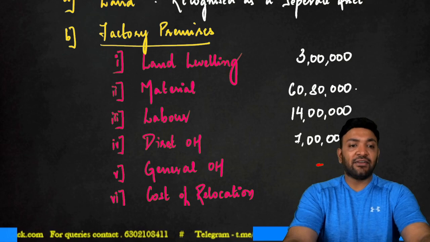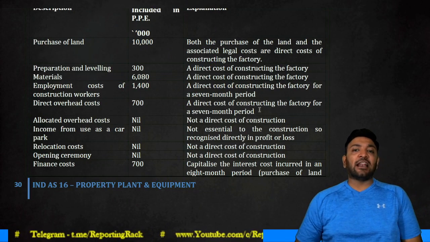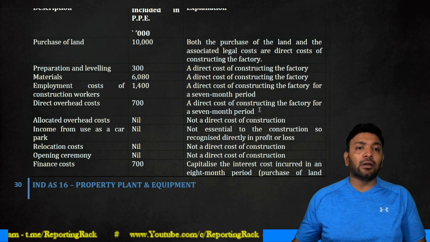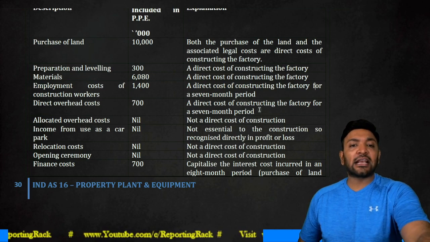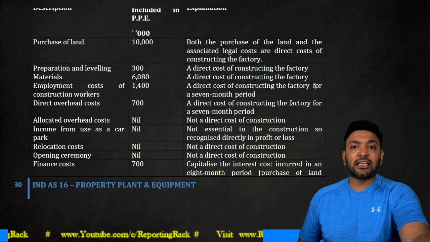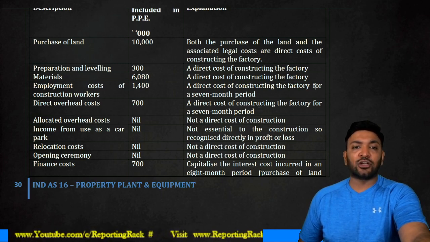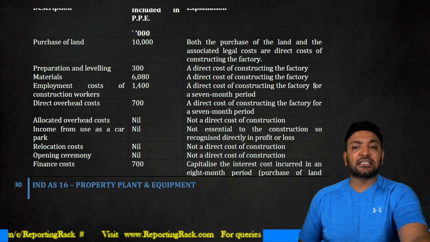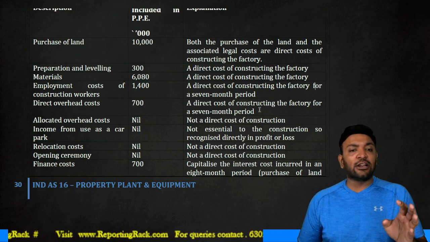Let's look at the answer, guys, given in the question. Look at it. Purchase price of land, you have to treat it as a separate asset. Your cost of leveling, 300. Guys, he's giving it in 1000, so it should be 3 lakhs. 3 lakh is your first answer. Absolutely correct. Check your answers, what you've written. 6080 in 1000 is 60 lakh 80,000, which is absolutely right. 1400 is nothing but 14 lakhs, correct, for labor. Direct overhead 700, which is nothing but 7 lakhs, absolutely correct. Overheads allocated is 0, correct.